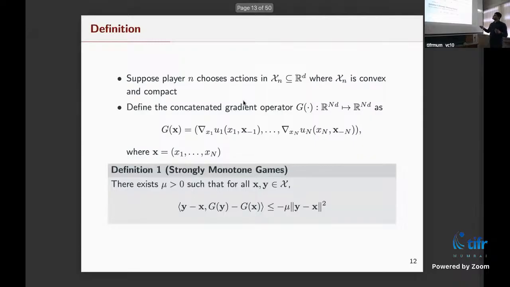To define them, suppose each player is choosing some action x_n in a convex compact set. We define this concatenated gradient operator, which is nothing else but stacking all the gradients in a vector. And then we have this definition that the inner product of y minus x and g(y) minus g(x) is negative and lower than negative mu. If you are familiar with strongly monotone functions, this is basically saying that the function negative g is a strongly monotone function.